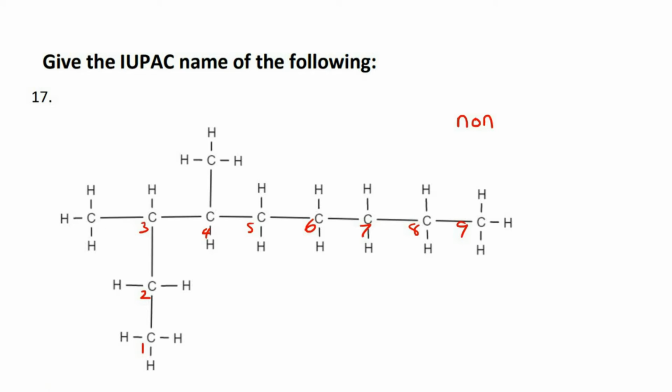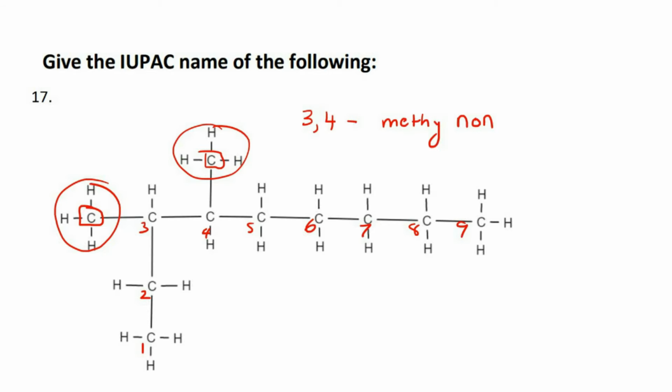So let's see what branches we have. On carbon 3, it's a 1 carbon branch, and on carbon 4, it's also a 1 carbon branch. So 1 means meth. So the way we'll do this is we'll say that on carbon 3 and on carbon 4, there is a methyl, like that. And then because there's 2 of them, you're going to have to add the word dimethyl.